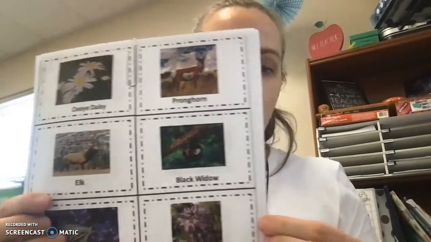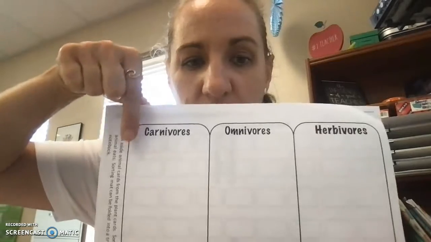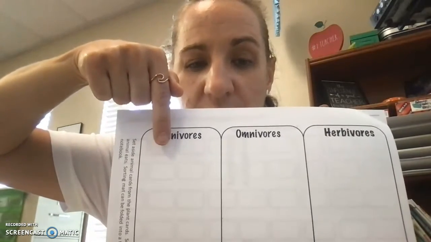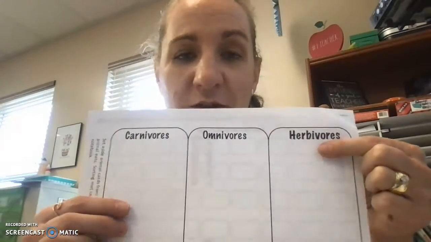So for the one last Thursday, you should have got some organism cards that have a whole bunch of organisms on them. You're going to cut out each of these cards, and the first one, you're going to organize by what they eat. So if you think it only eats meat, you're going to write the name in the carnivore section. If you think it eats meat and plants, it's going to be in the omnivore section. If it only eats plants, you're going to put it in the herbivore column. And then you'll write the names there.